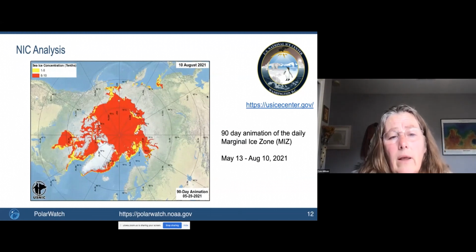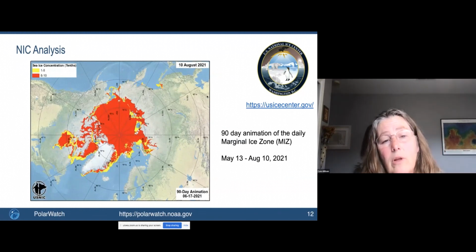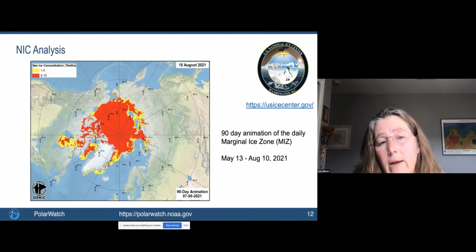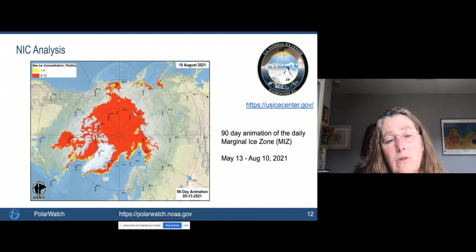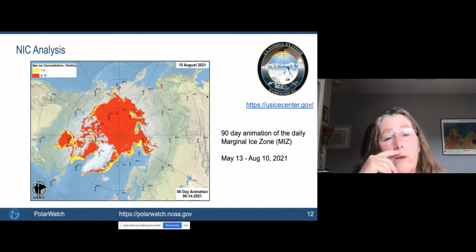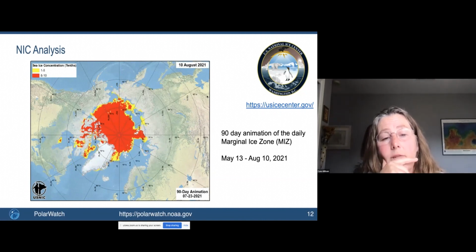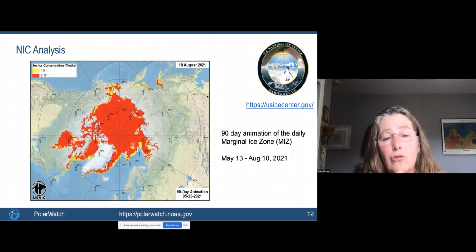This is an animation I got from their website yesterday. What this is showing is a 90-day animation of what they call the MIZ, the marginal ice zone, which is the area in red, which is basically where you have more than 80% ice coverage. And so you can see how this is changing over this 30-month period. Basically, as we get into the summer, the sea ice is shrinking.